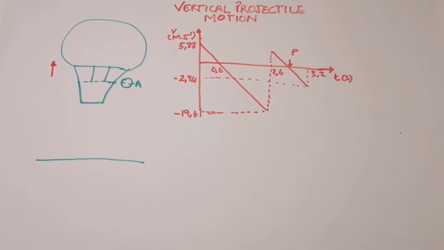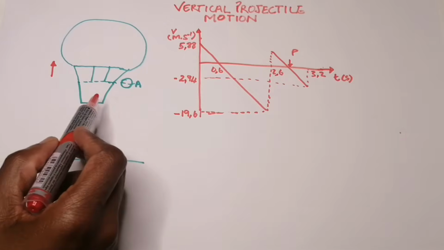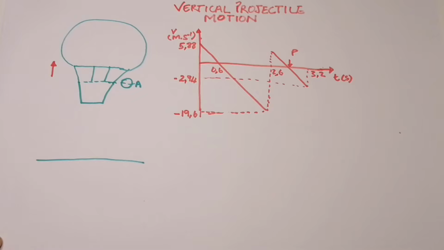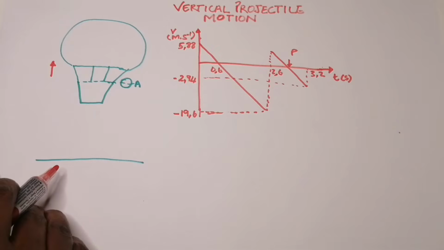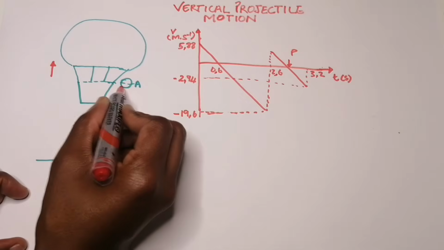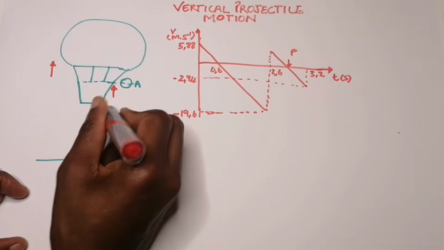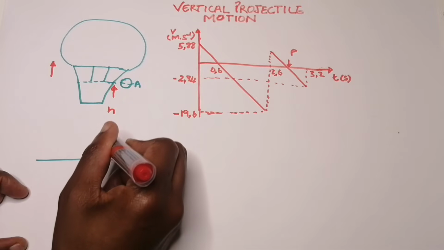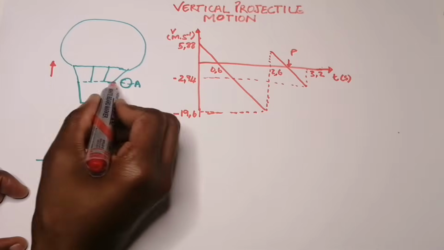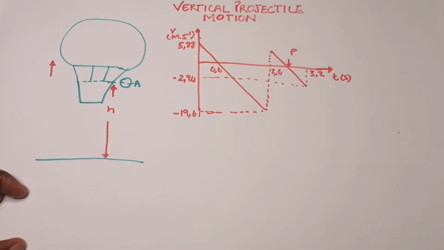And then they say to us, when the hot air balloon reaches a point A, which is that point over there, which is a few meters above the ground, a man in the hot air balloon drops a ball which hits the ground and bounces. Ignore the effects of air resistance. So in this case, we don't know what height that is above the ground. Let's call that height h. So there the man drops a ball.